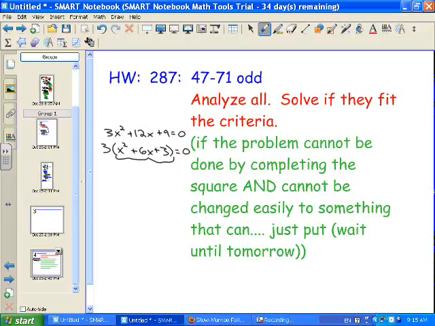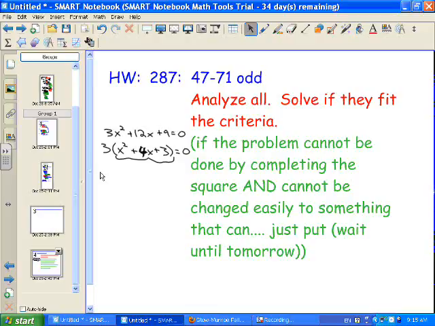I easily changed it into one that I could because I divided everything by 3 and then checked the criteria. Does it still fit the criteria? Yes. Does that make sense to you guys? So if you can easily change it and still have it go through the process, go ahead and do it. When completing the square is an option, it's great, it's fast, it's pretty easy. When it doesn't meet the criteria, it's the worst choice ever.